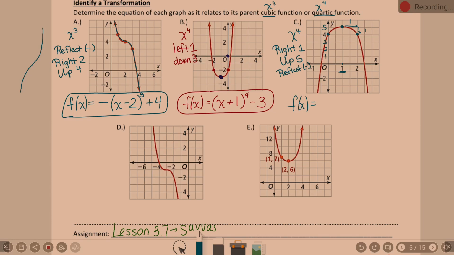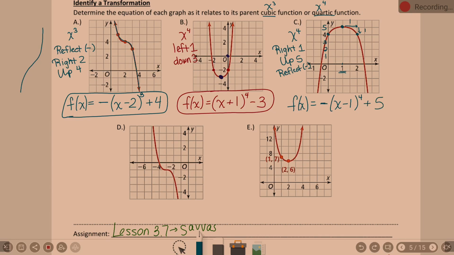F of x equals. And are you noticing a theme here? They all have a similar setup, don't they? So I can get a negative, then parentheses, x minus 1, then this would be x to the 4th, plus 5.